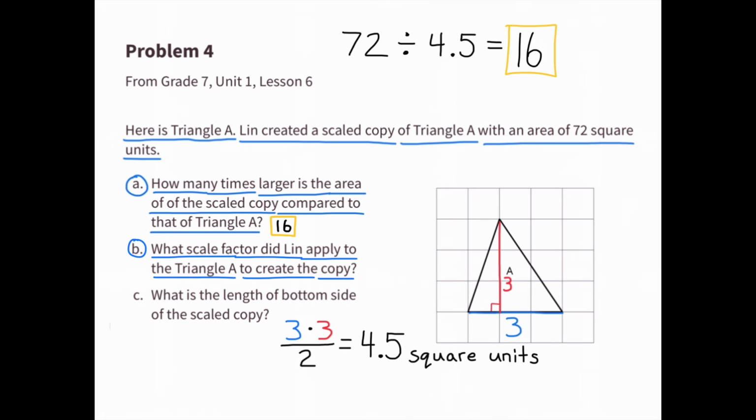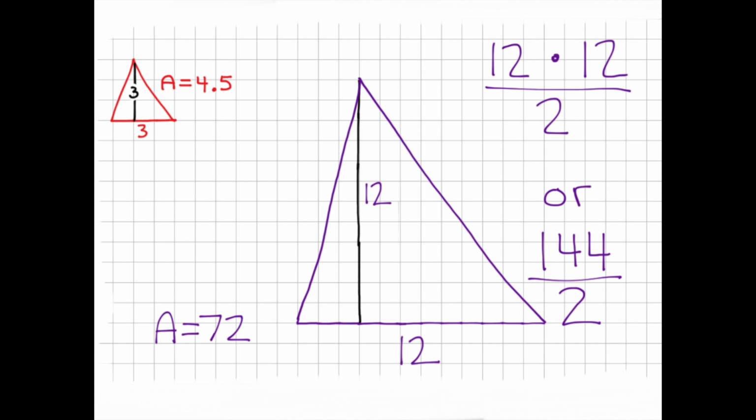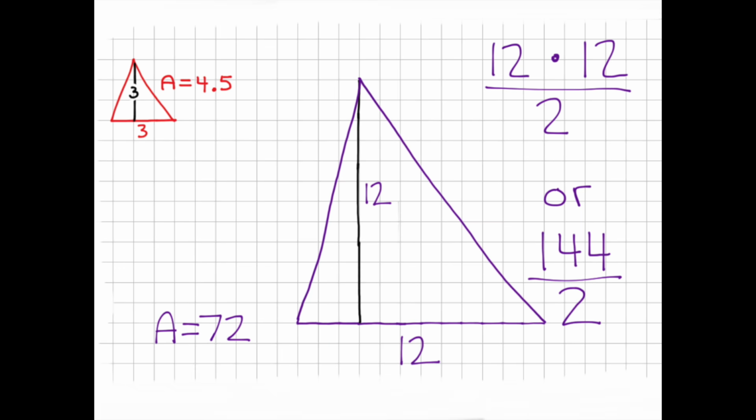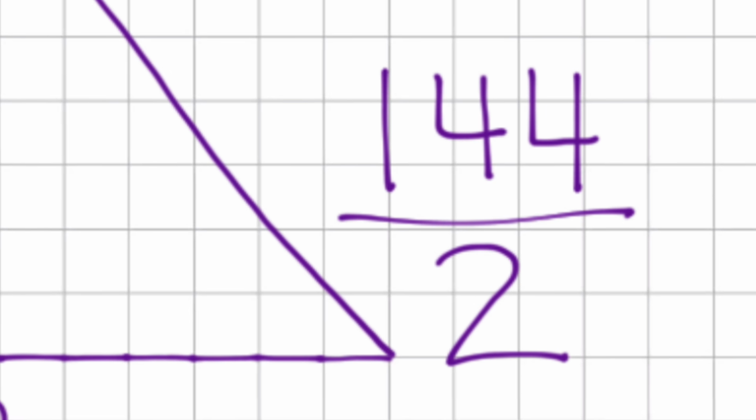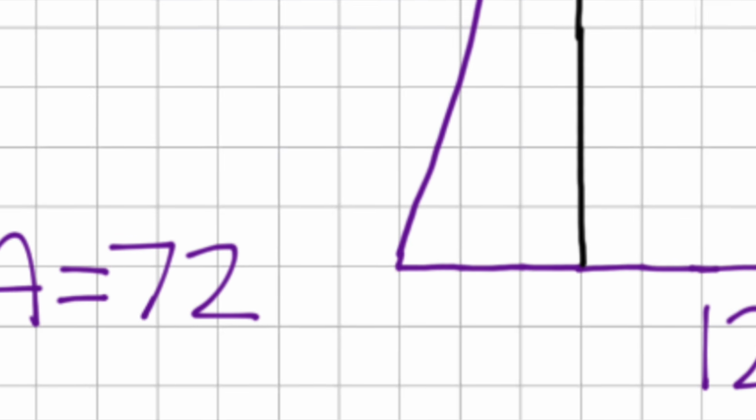B. What scale factor did Lynn apply to the triangle A to create the copy? The area of Lynn's scaled copy was 72 square units. 72 is half of 144, and I know that 12 times 12 equals 144. So if the base was 12 and the height was 12, the area of Lynn's triangle would be half of base times height, or half of 12 times 12. 12 times 12 is 144. Half of 144 is 72.